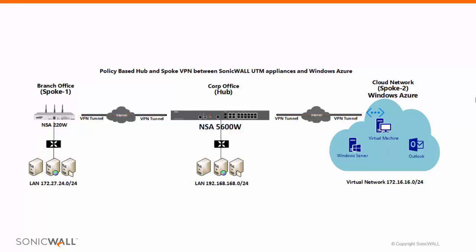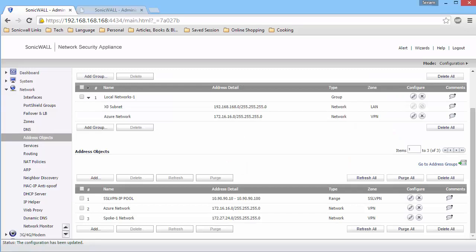We will begin by creating a VPN between the hub and spoke SonicWalls. I am logged into the management interface of the hub SonicWall, the NSA 5600. In the address objects page, I have created an address object called local network 1. I have added these two address objects to the address group. One is the X0 subnet of this SonicWall, and I have created an address object for the 24-bit network of the Windows Azure virtual network. In the VPN between the hub and the spoke 1 SonicWalls, this will be the local network. And for destination network, I have created this address object with the network of the spoke 1 SonicWall.